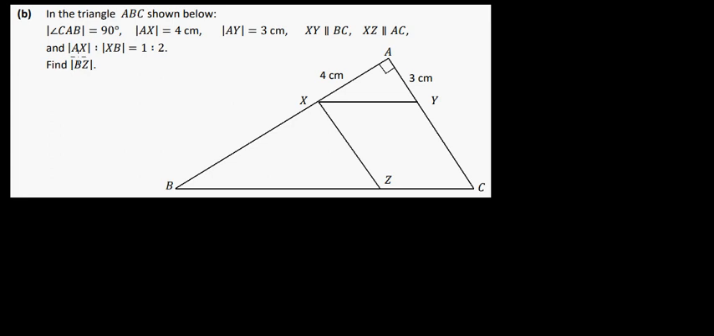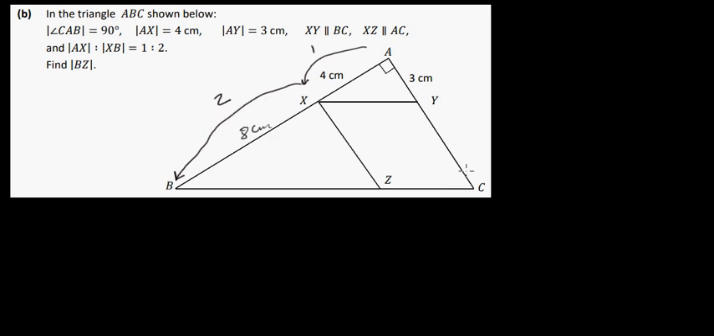Now the ratio AX to XB is 1 is to 2. So immediately we could write in here the distance. If this is 1 is to 2, if this is 4 here, this distance here is going to be 8 centimeters. If this is 4 centimeters, this is 1 is to 2, so this distance has to be double that, so this is 8. 4 is to 8 is the same as 1 is to 2.